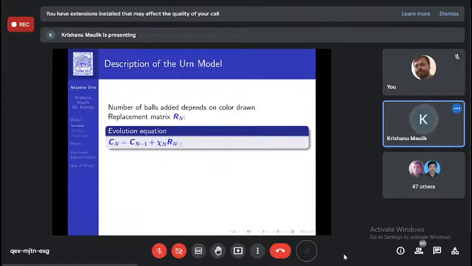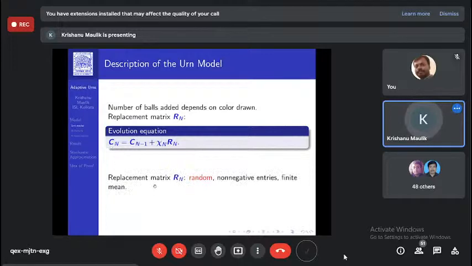So that's what I was saying. Depending on what color I choose, I'll add different amounts of each color. I have a rule: if I choose the first color, I add the first row of this replacement matrix. If I choose the second color, then I add the second row of this replacement matrix, and so on. So I had the configuration C_{n-1}, and I add the appropriate row of Rn depending on what color I choose, and I get Cn. That's my evolution equation. Is this clear? Any questions? So I choose a color at random, and based on the color chosen, I add some more color.